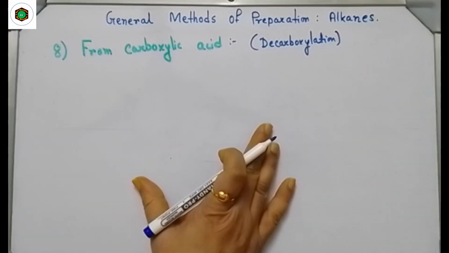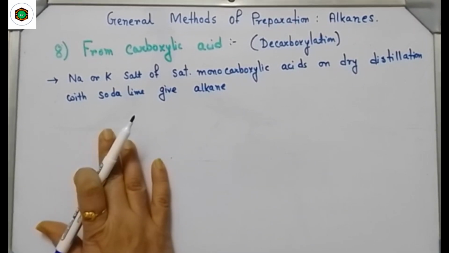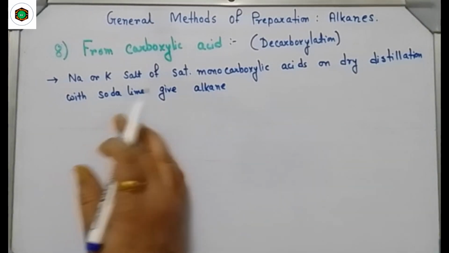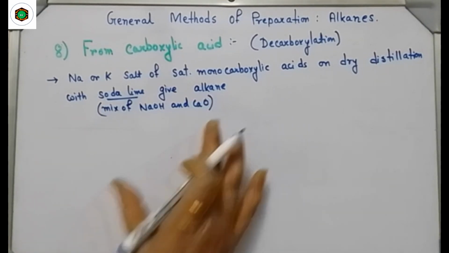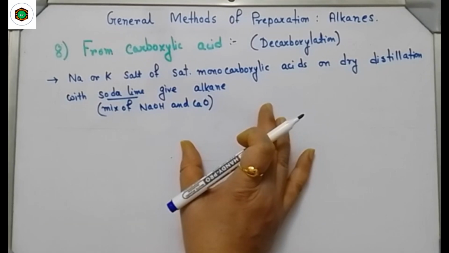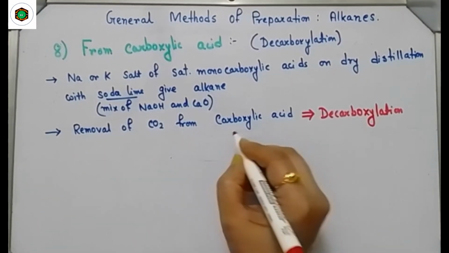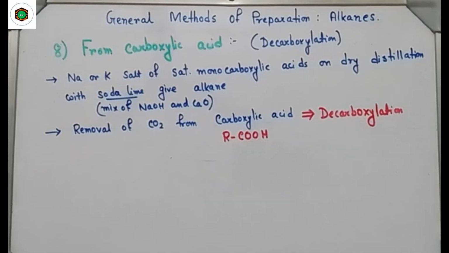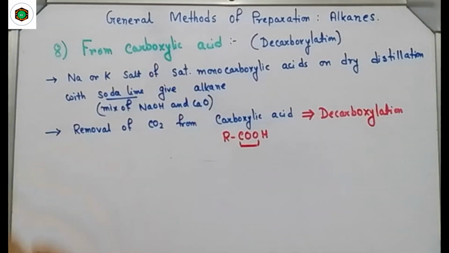Mechanism I am not explaining, only important points we will do here. Now, if you take sodium or potassium salt of saturated monocarboxylic acid and if you do dry distillation with soda lime, means mixture of sodium hydroxide and calcium oxide, you will get alkane by decarboxylation reaction. So what is decarboxylation? Carboxylic acid means compound is having COOH, that functional group. So removal of carbon dioxide from carboxylic acid is called decarboxylation reaction. So that is taking place here.